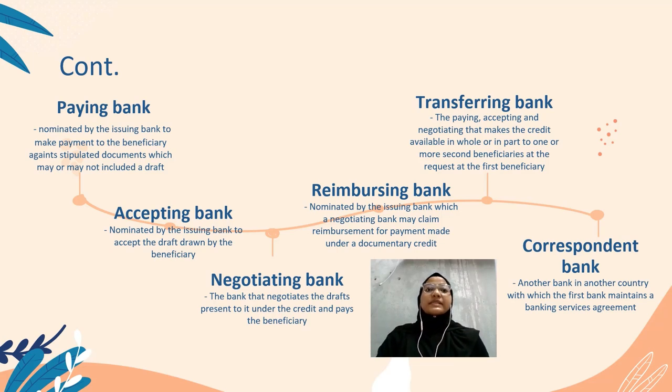For the reimbursing bank, it is the bank also nominated by the issuing bank, from which a negotiating bank may claim reimbursement for payment made under a documentary credit. The reimbursing bank may be in a different country from the issuing bank and the negotiating bank, especially when the currency for the credit is neither that of the issuing bank nor that of the negotiating bank.